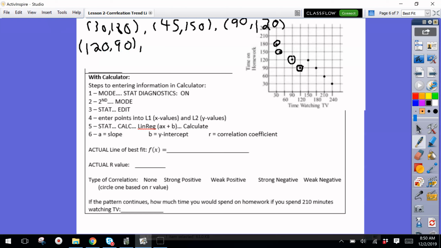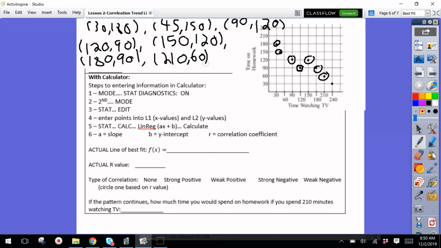And then the next point that we have is right here, which is 150, 120. And then the next point right here is 180, 90. And then we have 210, 60. And the last point is 240, 80. Okay, if you have these written down on a list somewhere, it's going to help you input it into your calculator.